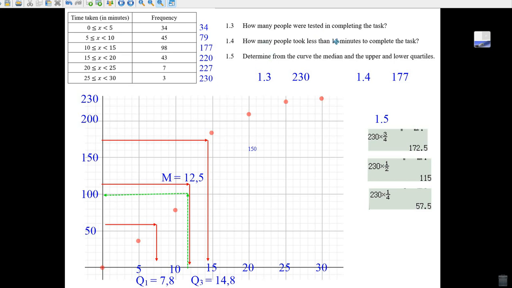Now, how many people took less than 15 minutes? Well, you're looking right here at 15 minutes. 177 were less than 15, this total here. So there it is. 177 people took less than 15 minutes. You don't have to look in the graph. You can just read it off here. Now, I'm going to make a separate video for determining the median, upper and lower quartiles, and then making a box and whisker diagram out of them.